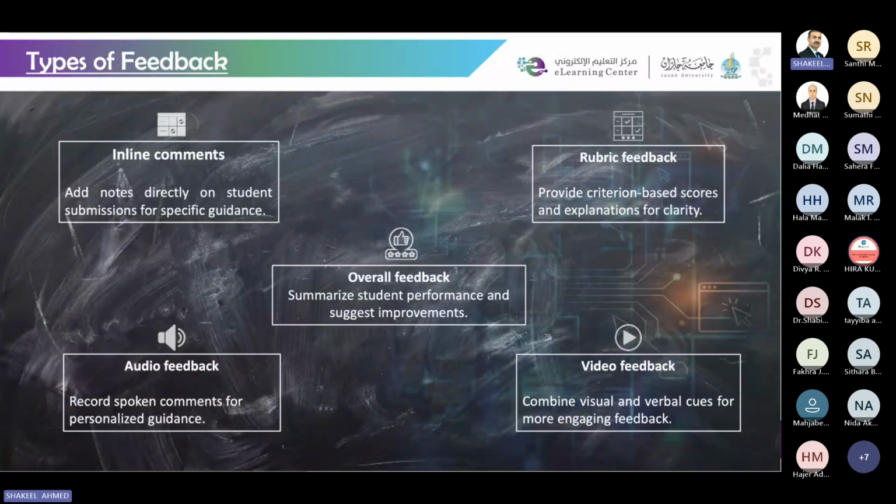So how many types of feedback? Feedback is not just about giving marks, it is about guiding students to improve. In Blackboard Learn Ultra, you can give inline comments directly on students' work for specific guidance, or use rubric-based feedback to keep evaluation clear and structured. Overall feedback helps summarize performance and suggest improvements.